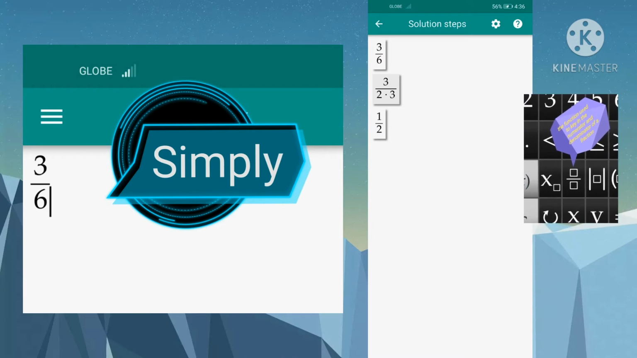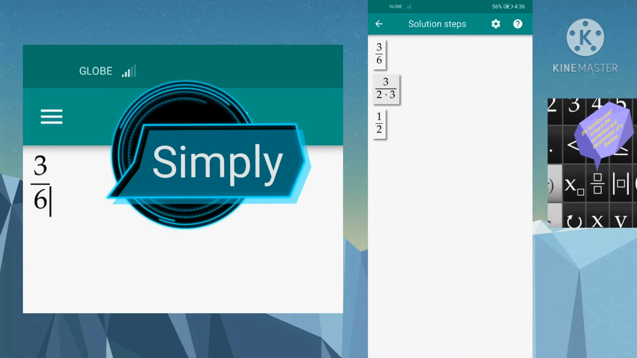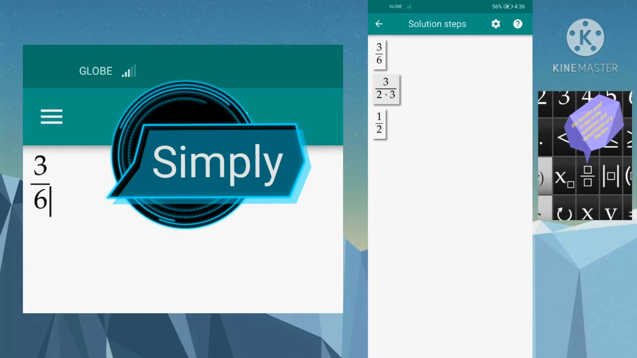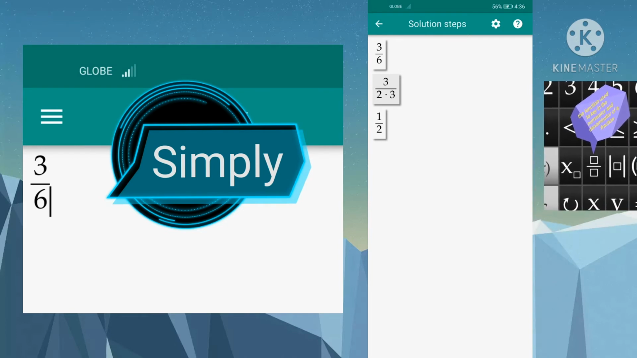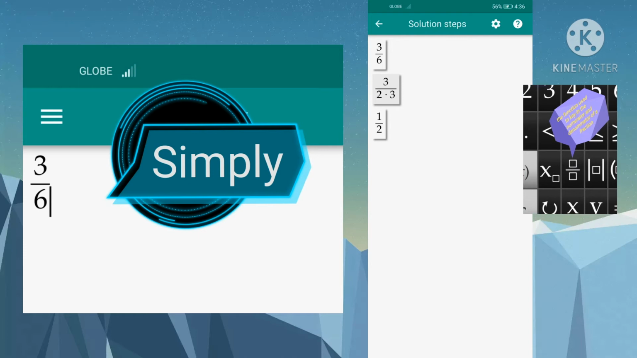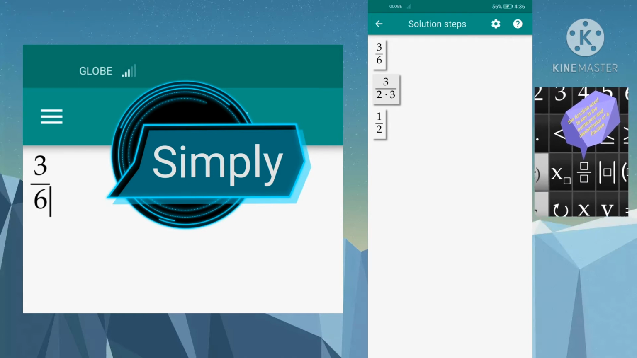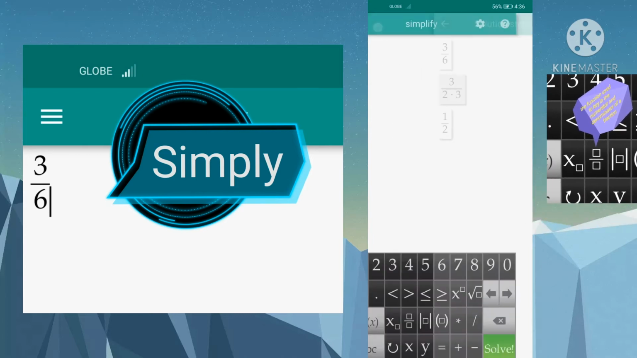So, ganun lang kasimple, no? So, kung hindi tayo medyo sanay sa pag-simplify, pwede natin gamitin ito. Then, we can observe, evaluate, or learn from the solutions given. Para at least ma-practice natin kung paano tayo mag-simplify ng fractions.